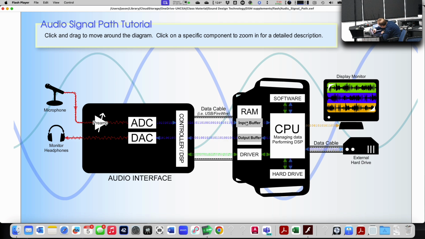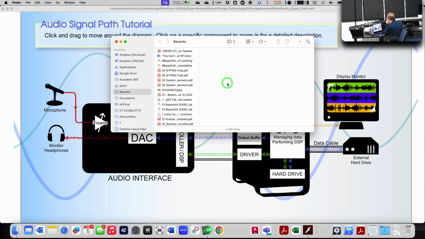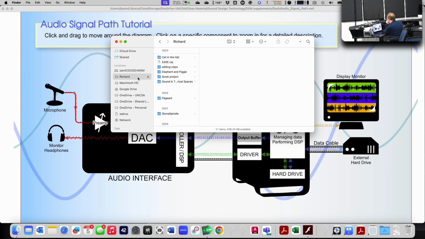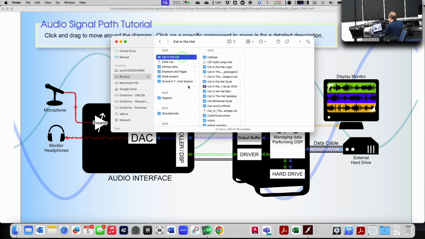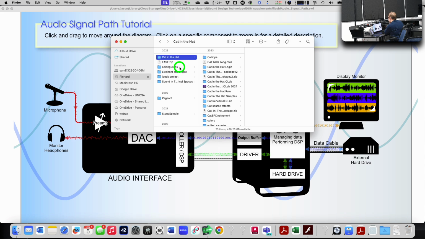So let me show you a couple of examples of some of these concepts and how they might appear. Yes, please. So here's my external drive. Here's a few projects I'm kind of working on right now. Let's see if I can pull something up that you could recognize. This.